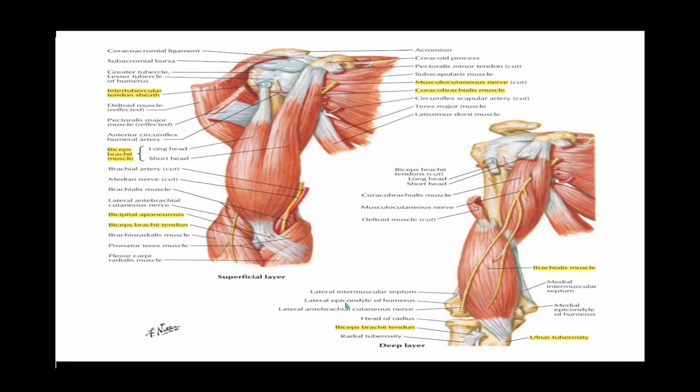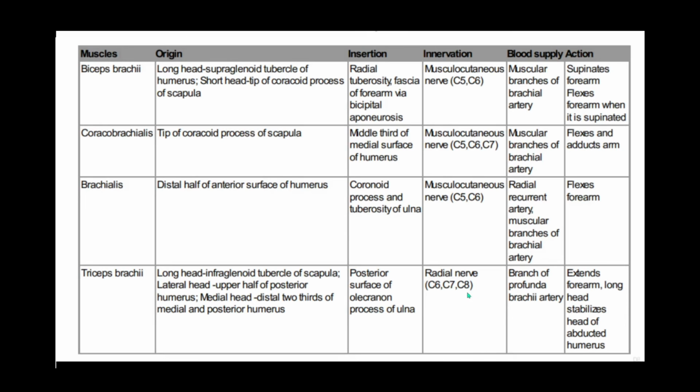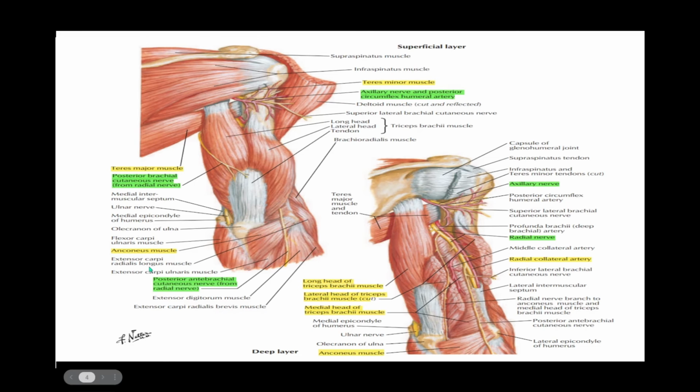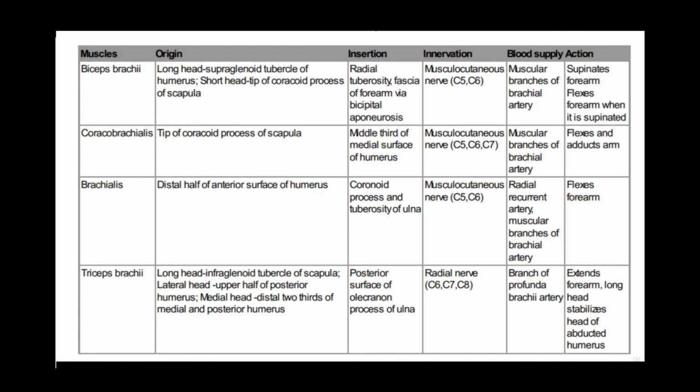What is the nerve supply of this triceps? Radial nerve, C6, C7, C8. The radial nerve actually has a wide contribution of nerve roots from C5 all the way to T1. But we've seen that it's only C6, C7, and C8 nerve roots from that radial nerve that actually innervate the triceps. So the triceps is not innervated by all the nerve roots of the radial nerve. So C6, C7, C8, triceps brachii, from the radial nerve.